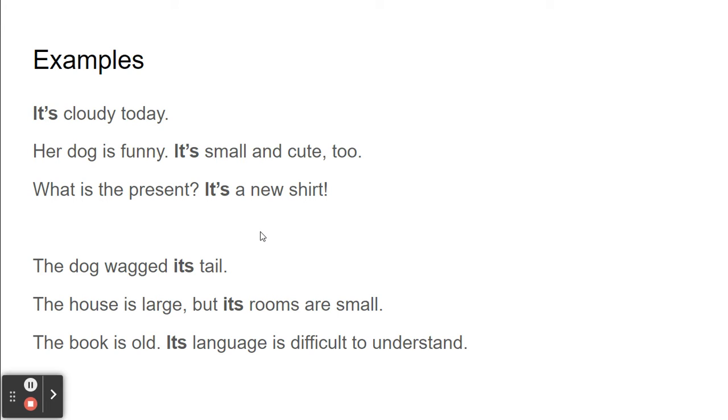And finally, we have the book is old. Its language is difficult to understand. The language belongs to the book. So here we are using the possessive pronoun.